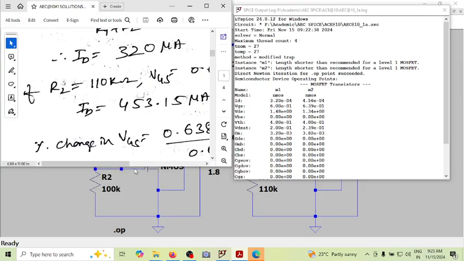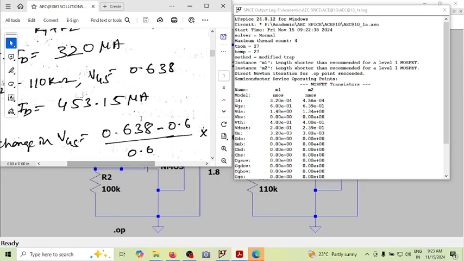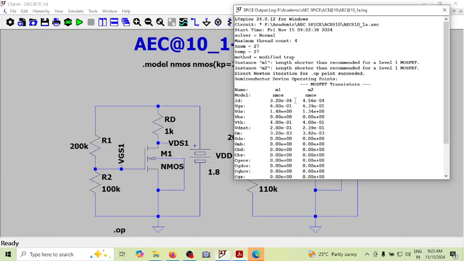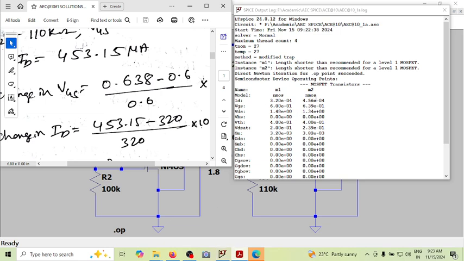Can you see the same currents are there? Can you see it is 320? Where is that? It went here. This is 320 microampere. Can you see this is 453? Maybe a 3 microampere difference is there because we have truncated the value of VGS while calculating. So this is the value of ID for the first case, and this is for the second case.